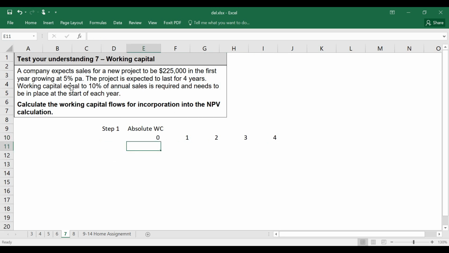Now, according to this information, we have sales and working capital is 10% of our sales. So we have to calculate sales first so that we can take 10% of these sales as a working capital. Fine. So here we have sales and these sales are expected to be double to 5 in the first year. Okay. In the year 1 we have double to 5, but it is expected to grow with 5% per annum for the next years.